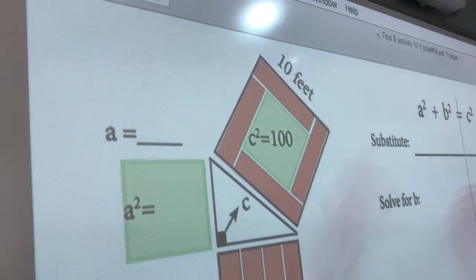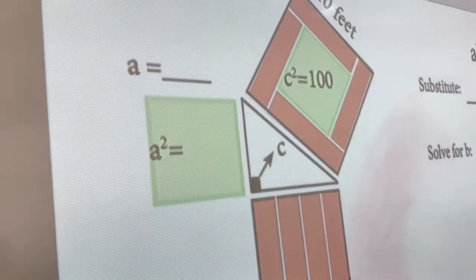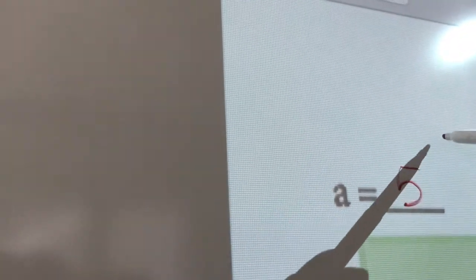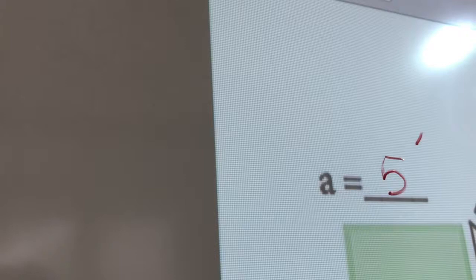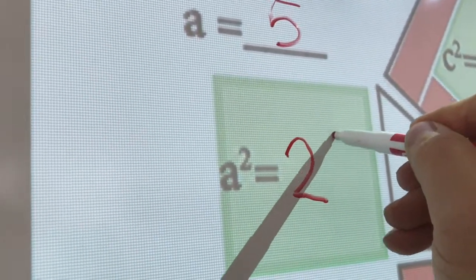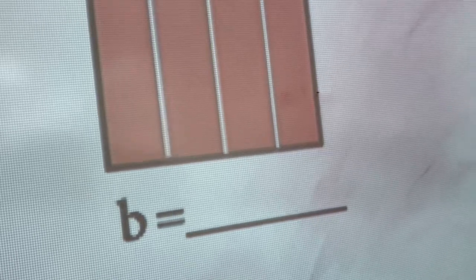Okay, we see the pole is 10 feet and 10 squared is 100 square feet. We're looking at the A we measured. We measured that to be 5 feet. So what's A squared? 25 square feet. Do you have the 25 in there? Okay, so now what we've got to do is try to find what B is.